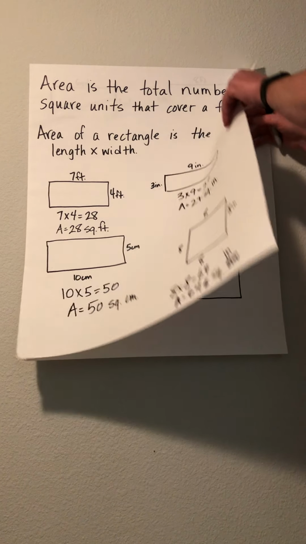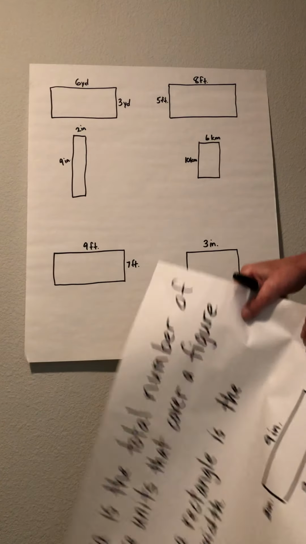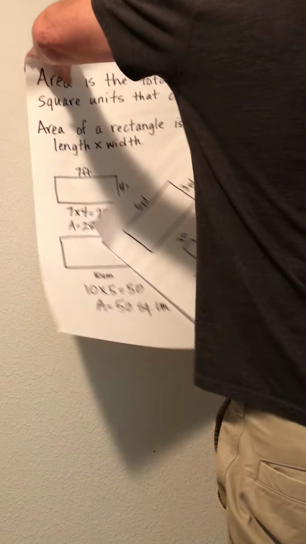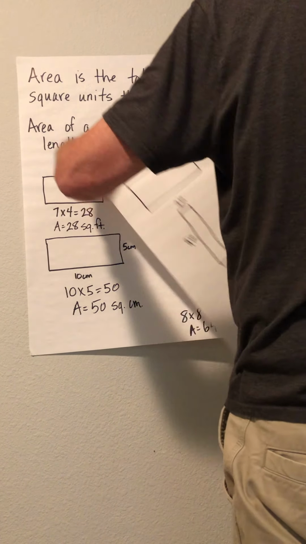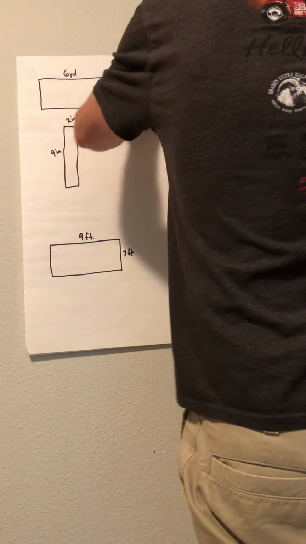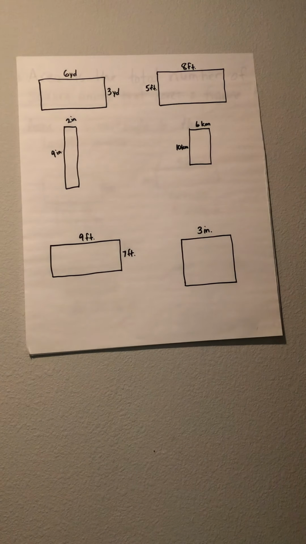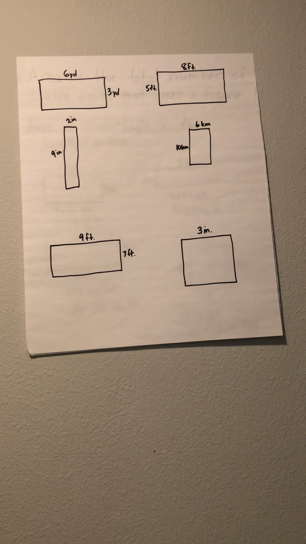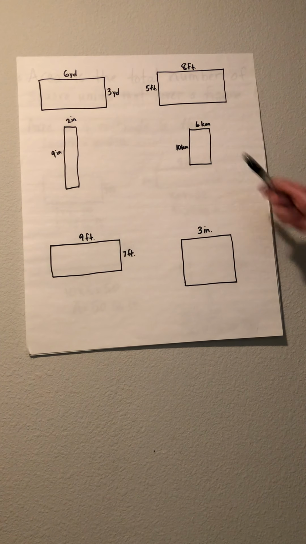Okay, so now it is time for you to do some work independently. So I have created 6 problems here. I would like you to copy each problem. I need to put this underneath so that I don't write on the wall and get in trouble. But here are the 6 problems that I want you to do. So you can go ahead and pause the video and copy these 6 shapes onto a piece of paper and then figure out the area of each one of these rectangles. So go ahead and pause.